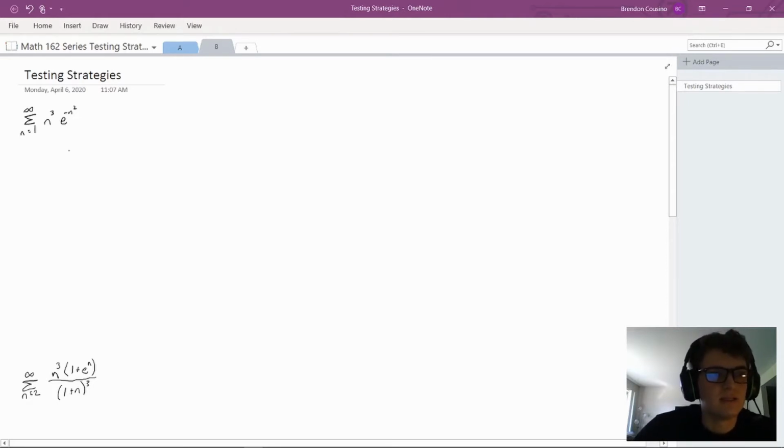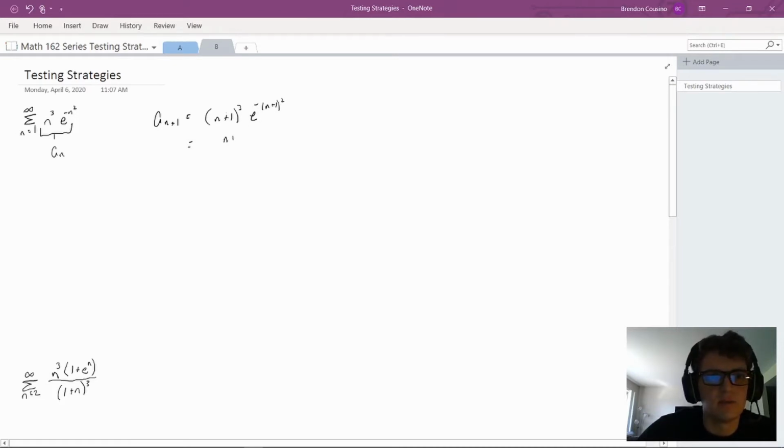So let's think about the next test. What are our next ones? We can use the ratio test. Let's try to do the ratio test. If that's our a of n, then our a of n plus 1 term is going to be n plus 1 cubed e to the negative n plus 1 squared. Let's go ahead and simplify this. I'm going to move this piece to the denominator.